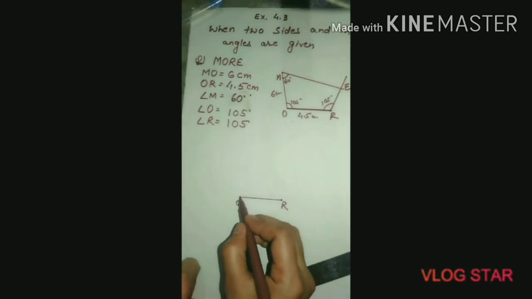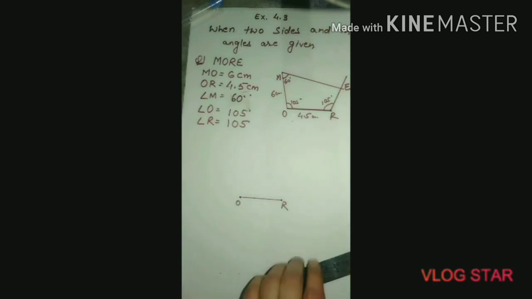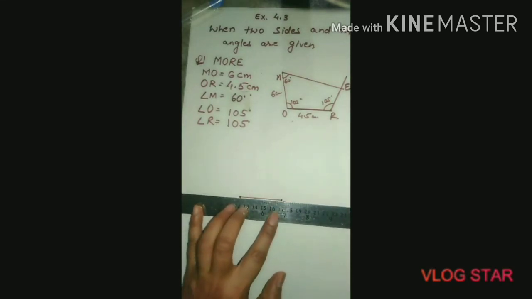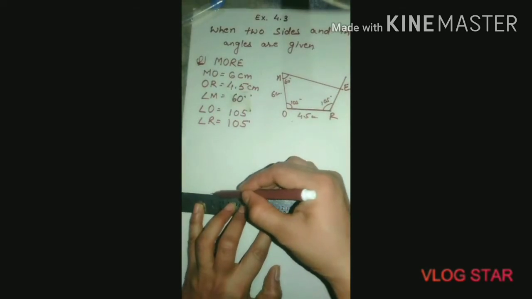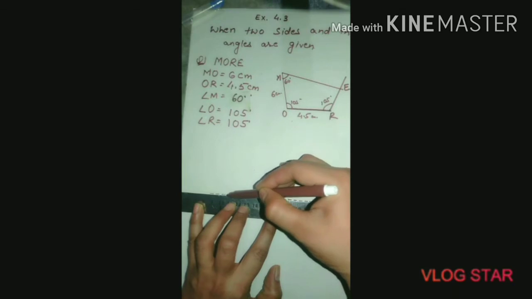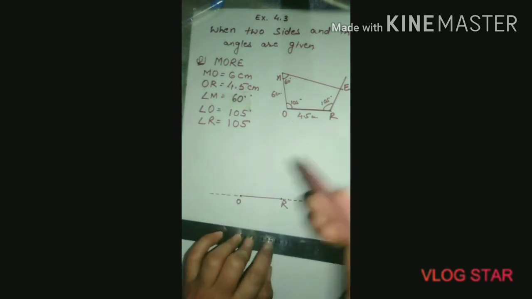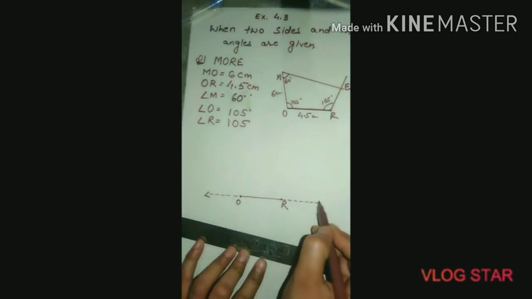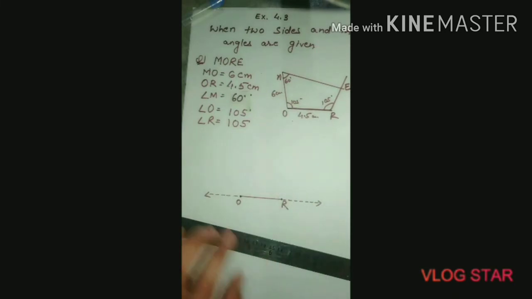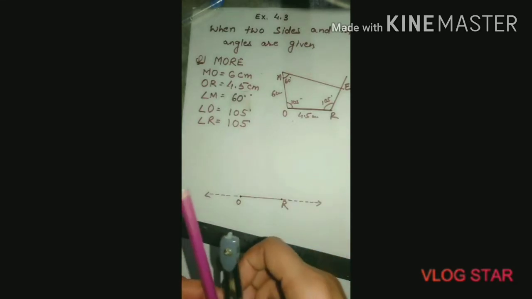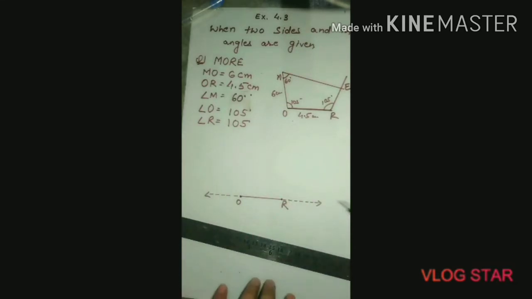Now at point O you have to construct 105 degree. So a little bit you have to extend with the help of the dotted line. Both sides you have to extend, as at both the vertices you have to draw 105 degrees. So with the help of a scale you extend OR both sides. This point is point O and this point is point R. Now you have to construct 105 degree.